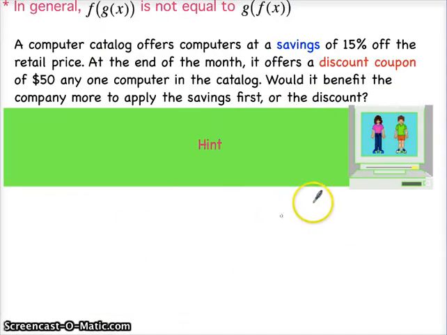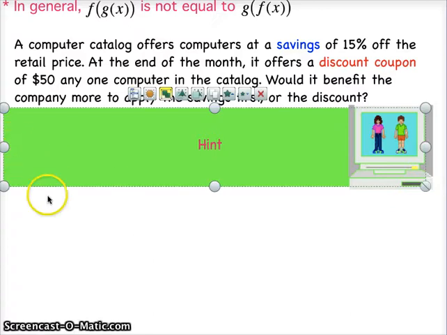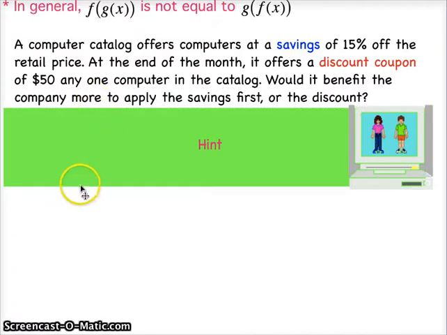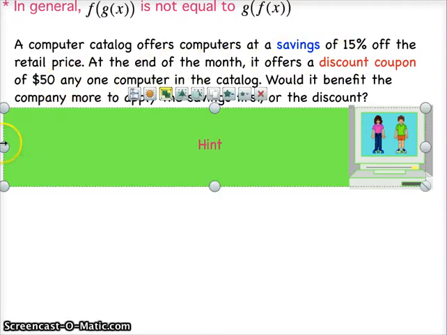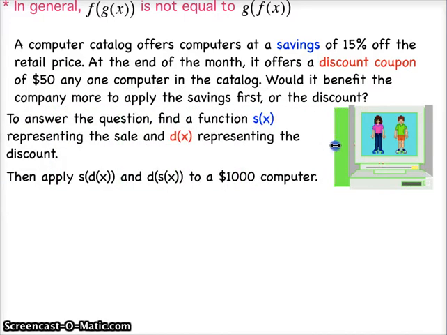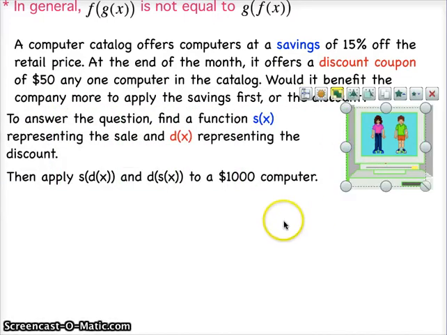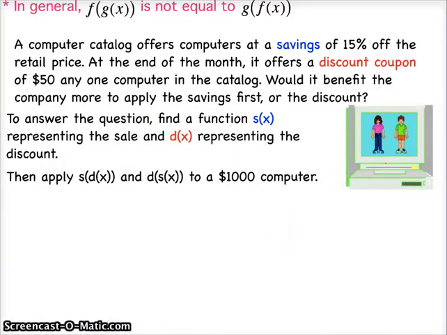Lastly, just a quick example for you where you would see composition in the real world. We do actually see this even though we haven't learned about it before. A computer catalog offers computer savings of 15% off the retail price. At the end of the month, you can also earn a discount coupon of just $50 off of a computer. So, which one would benefit you more, taking the discount first or taking the savings first?